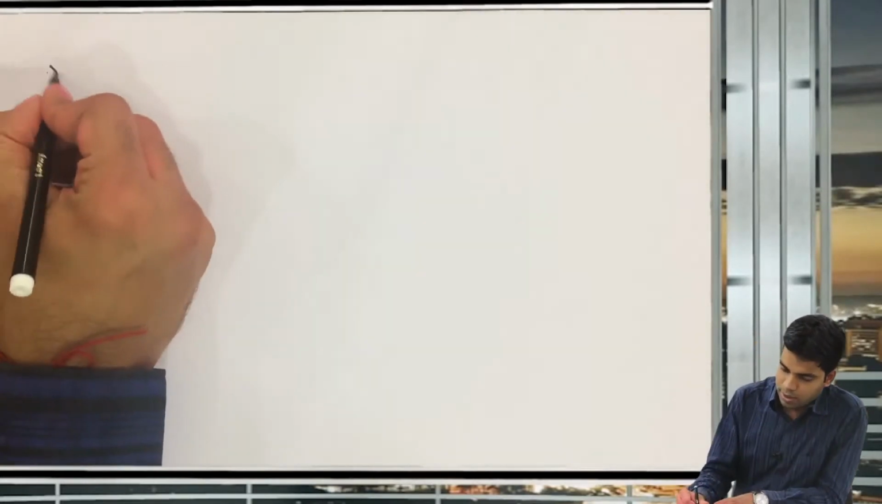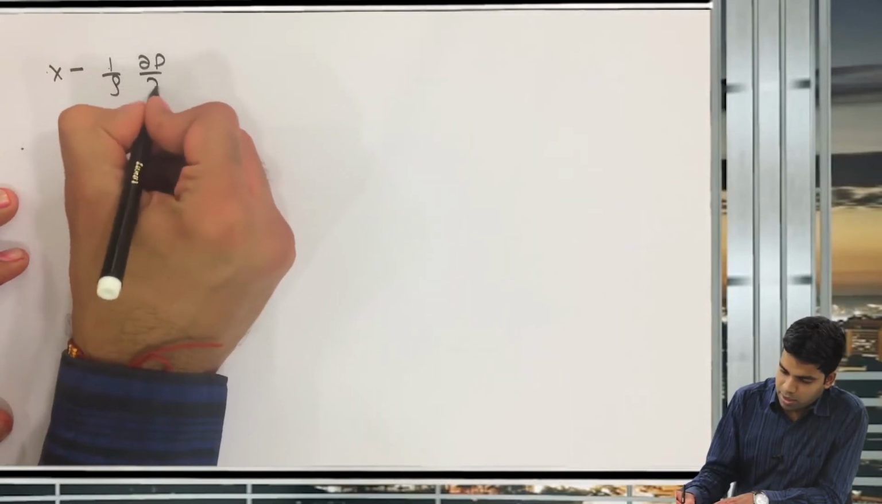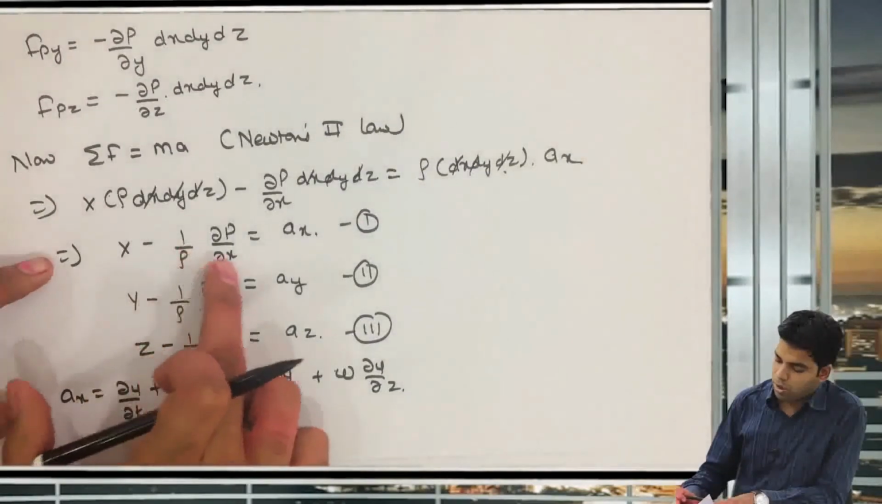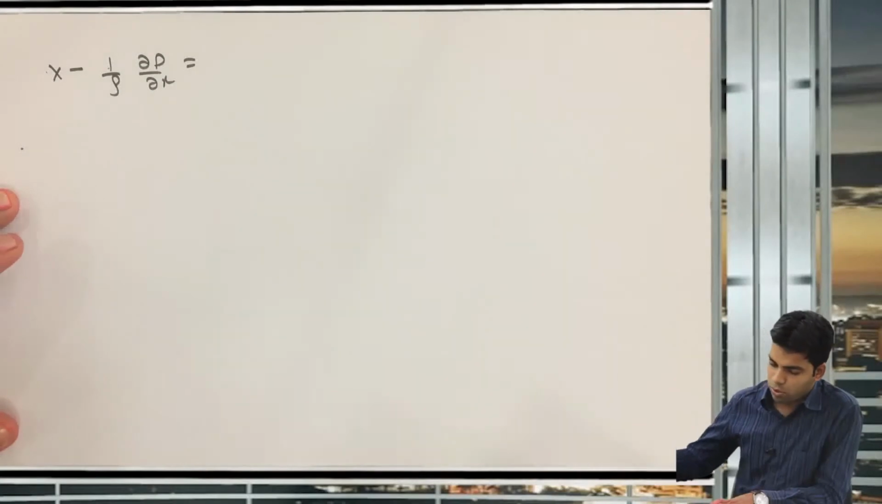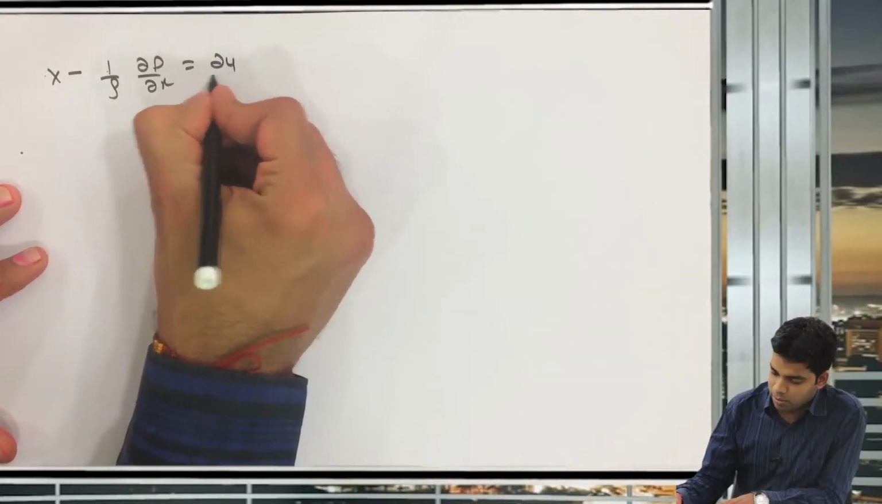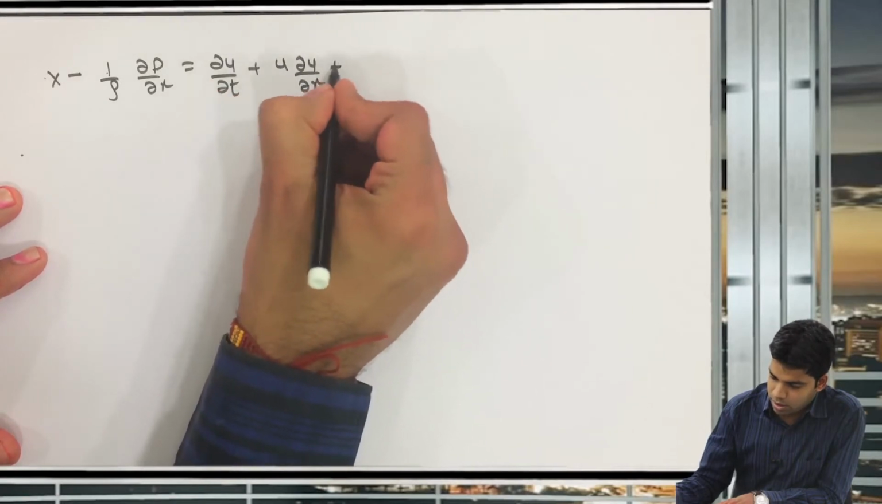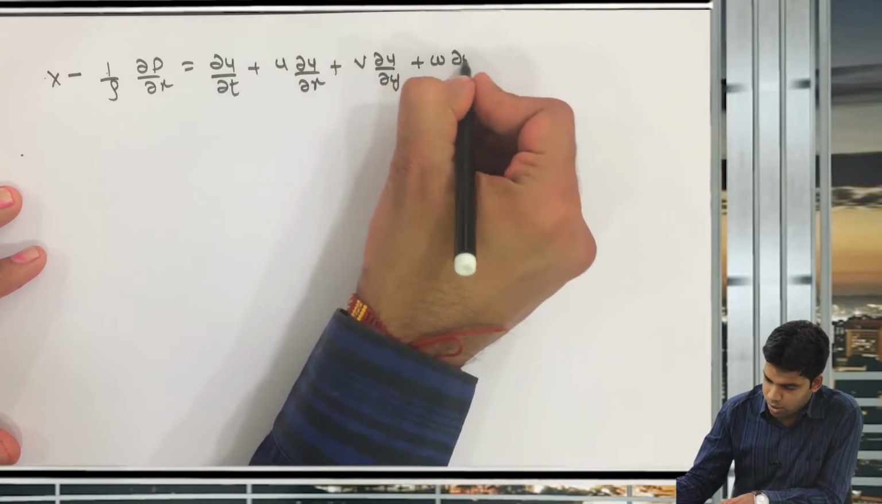X − (1/ρ) ∂P/∂x is equal to a_x. So just put the value of this a_x. So this will be equal to what? ∂u/∂t + u ∂u/∂x + v ∂u/∂y + w ∂u/∂z.